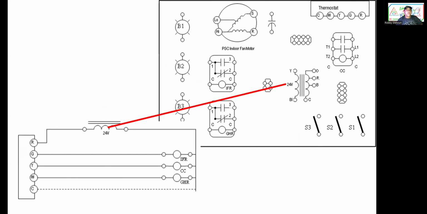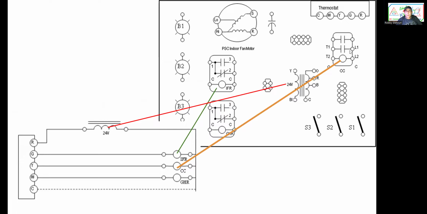Okay, ready? That's a transformer, okay? And as you remember the transformer from last video, we had one side is the secondary, 24 volt. One side is the primary common, black, red, or orange. Look at the video last time. Next, we have indoor fan relay. There it is in the diagram. This is the coil. The contacts are somewhere else. The coil of the compressor contactor.